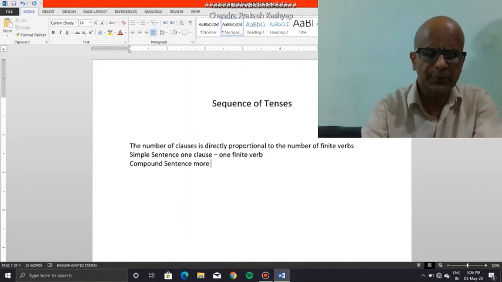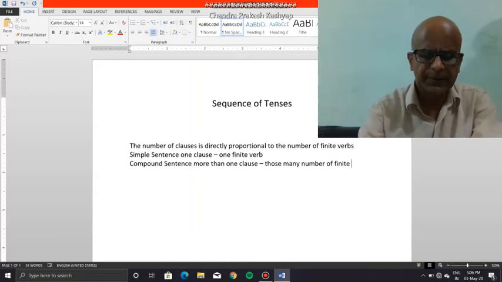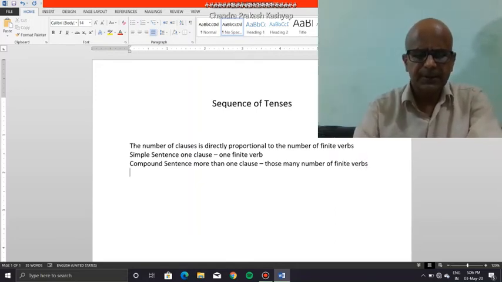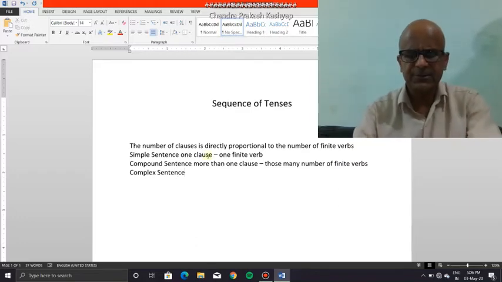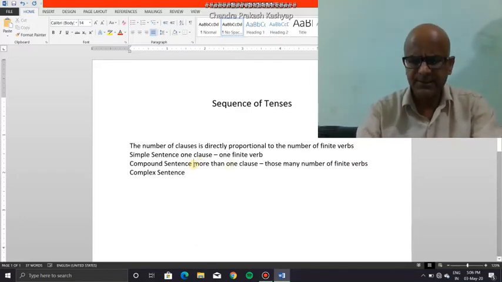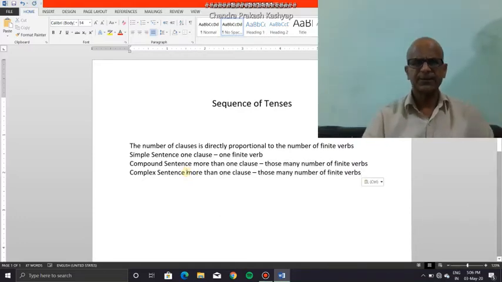In a compound sentence, there will be more than one clause. That means those many number of finite verbs. Same is the case with a complex sentence. It will also have more than one clause and those many number of finite verbs.